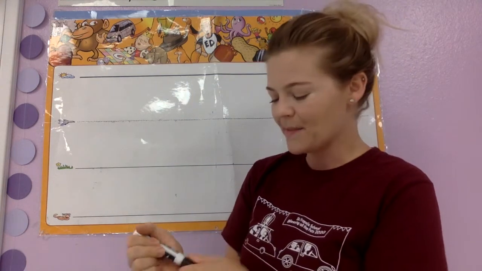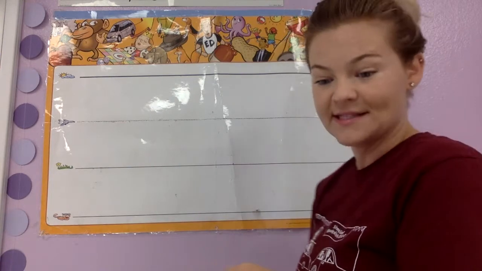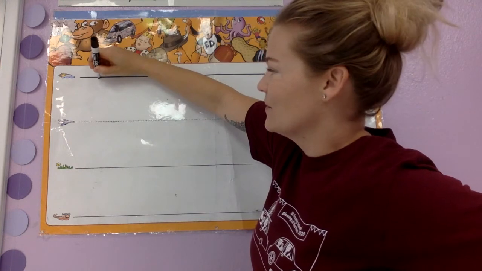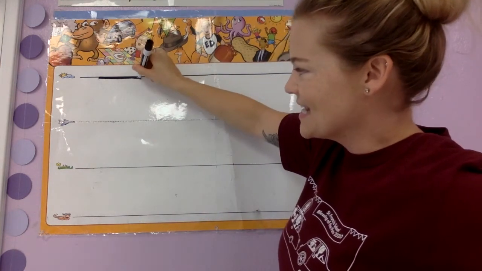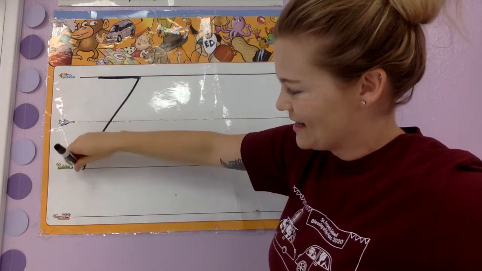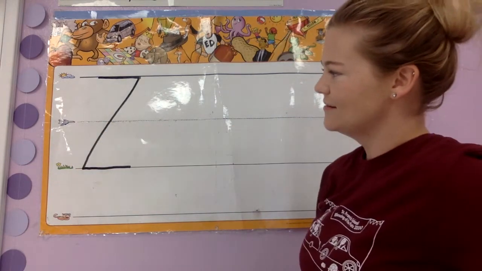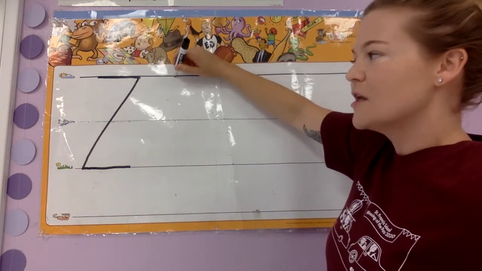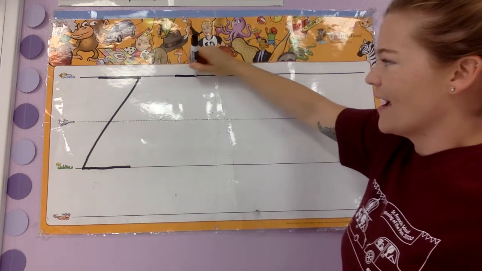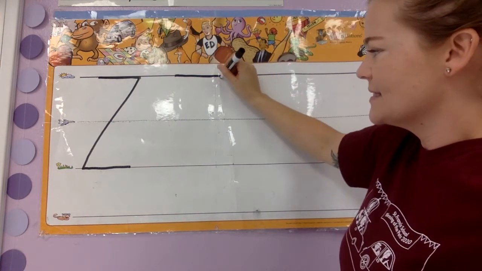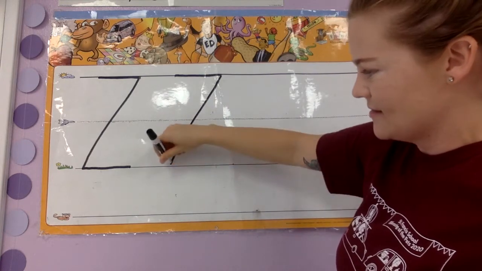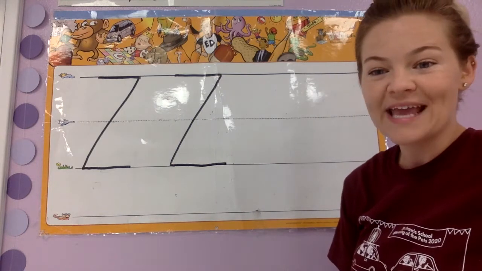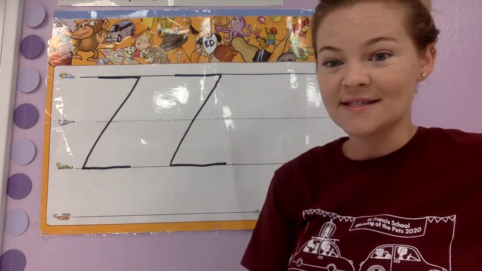Okay, so we're going to start with uppercase Z, and uppercase Z starts on the skyline. So put those markers on the skyline, and you're going to go forward, and then slant down to the grass line, and then slide forward again. And that's uppercase Z. Okay, let's try it one more time. We're going to put our markers on the skyline, and you slide forward, and then you're going to slant down to the grass line and then slide forward again. So that's our uppercase Z. Okay, makes a z sound.